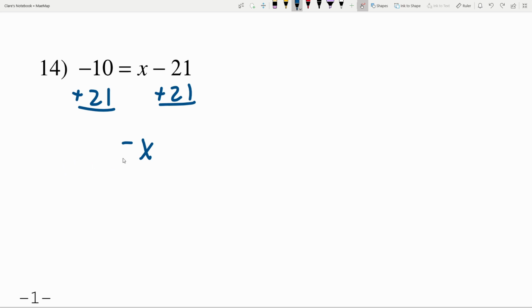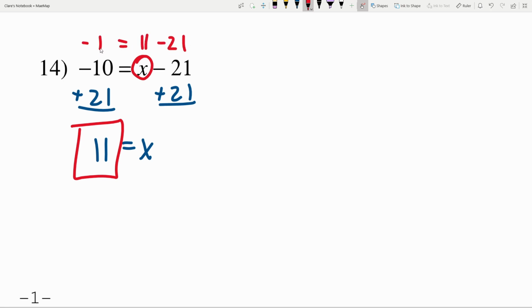So I have negative 10 plus 21. Negative 10 plus 21 is going to be a positive 11. So x is 11, or 11 is x. And you can see that if we plug 11 back in, 11 minus 21 does indeed equal negative 10. That makes that equation true, so x must be 11. Let's continue on to the second page.